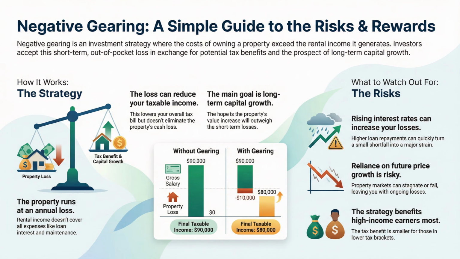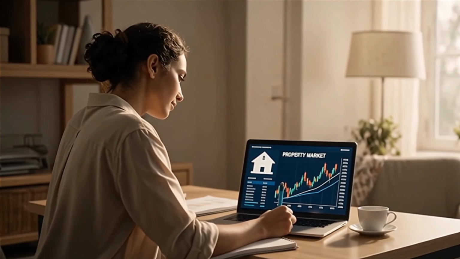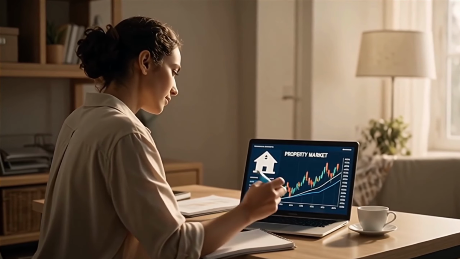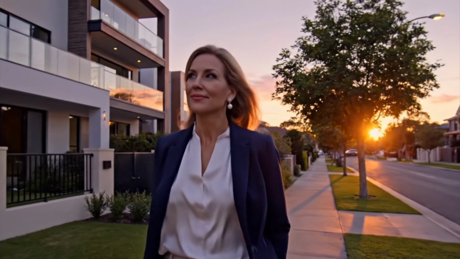To sum it up, negative gearing is a strategy where investors accept short-term losses in exchange for potential long-term growth and tax benefits. When used carefully, it can play a role in a broader investment plan, but it requires discipline, planning, and a realistic view of risk. Understanding how negative gearing actually works puts you in a much stronger position than following headlines or assumptions. Property investing rewards informed decisions, not shortcuts.